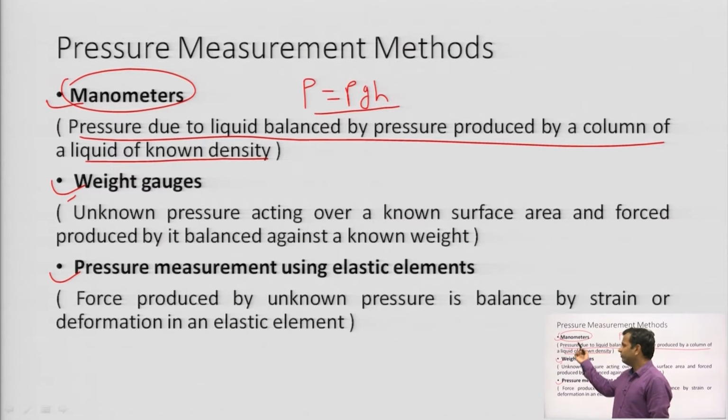Next, the category is the Weld gauges, which we will see after the manometers are complete. In this lecture, we are going to see two more types of manometer, the Weld type manometer and the inclined type manometer. Then we will switch over to the Weld gauges, and then the pressure measurement using elastic elements.